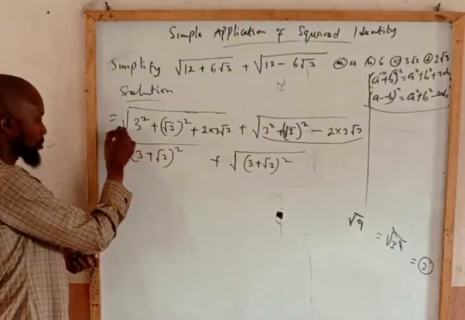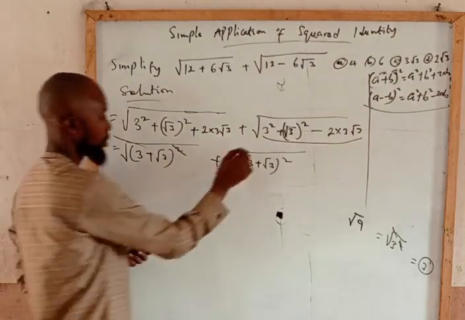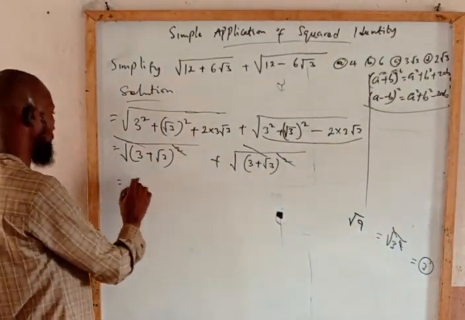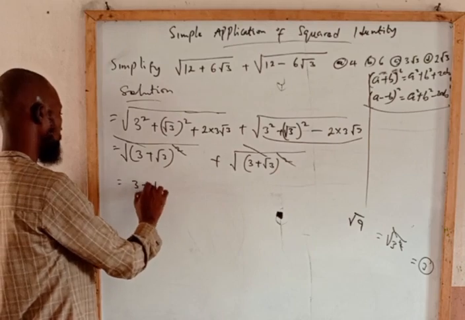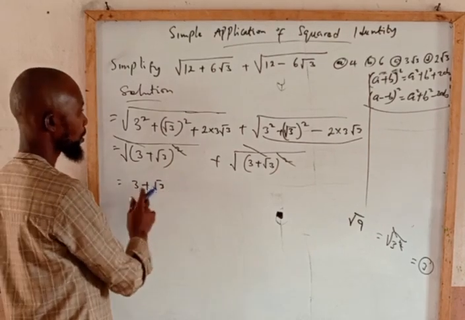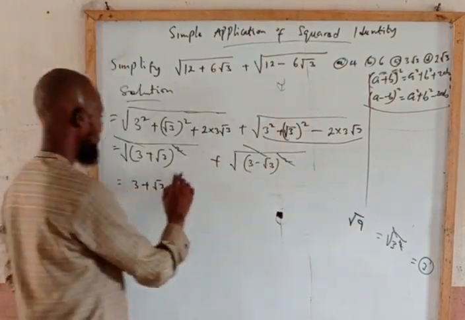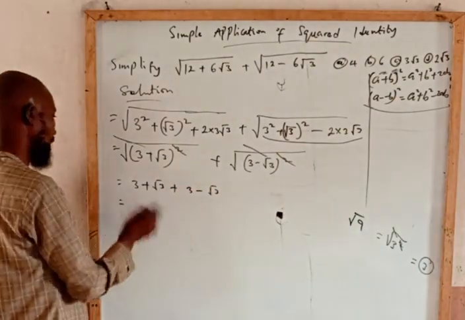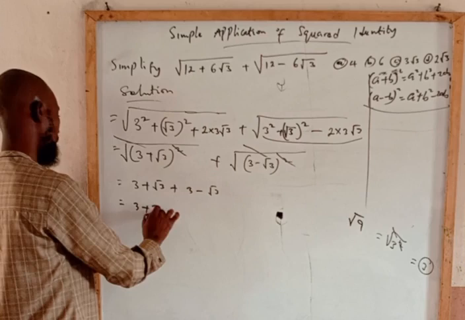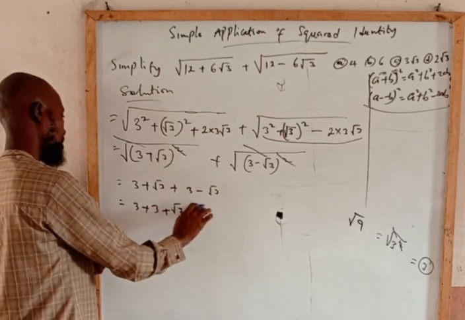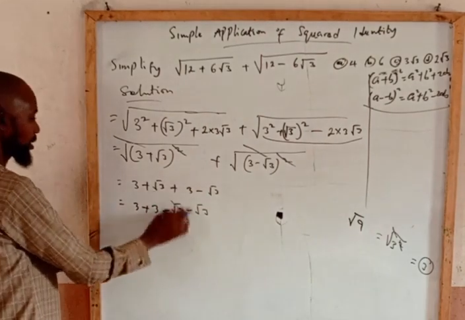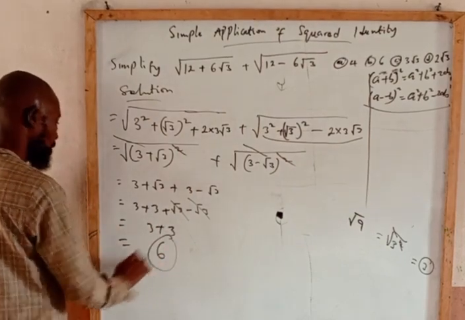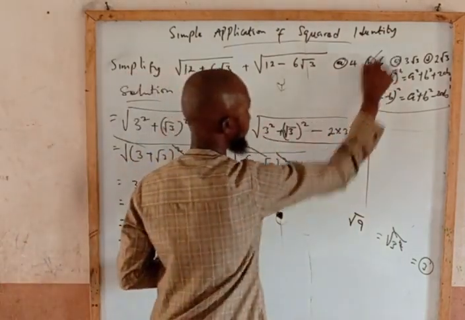And what do we do next? We can see that this square root and these two will cancel out. This square root and these two will cancel out. So what do we have left? We are now left with 3 plus root 3, plus 3 minus root 3, which can be rewritten as 3 plus 3 plus root 3 minus root 3. We can say this will cancel this. We are left with 3 plus 3, which is equal to 6. So the solution to this is option D.